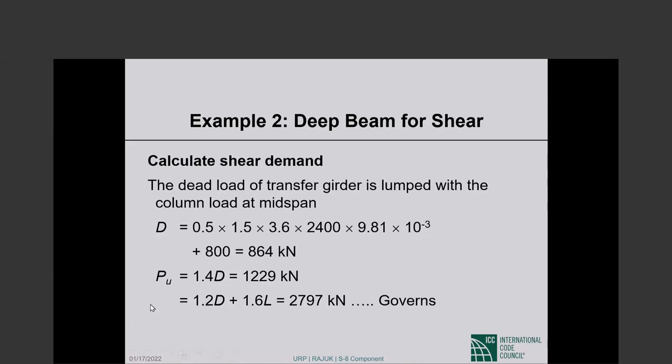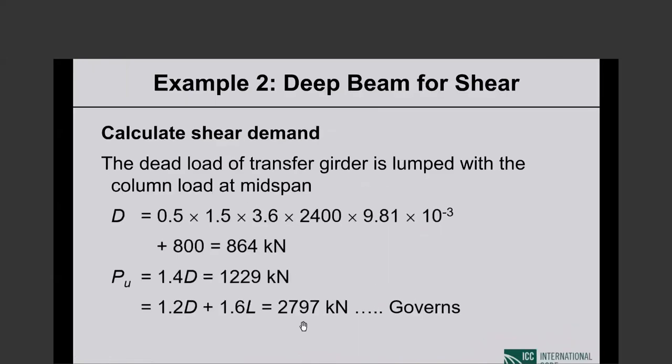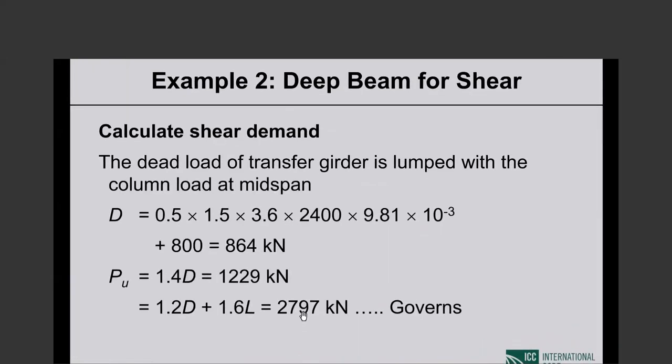So the load combinations, we have only two. 1.4 dead is that much, or 1.2 dead and 1.6 live being 1100 kilonewtons. That gives us 2797. That is obviously the governing load case. Okay.